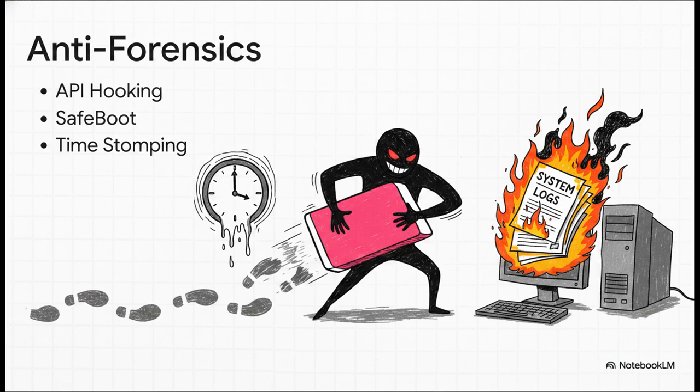And if you try to go digging for the evidence, good luck. They employ heavy anti-forensic techniques. They hook userland APIs to ensure 127.0.0.2 never even shows up in your netstat logs. They use safe boot persistence to survive even in minimal recovery environments. They manipulate timestamps, which we call time stomping, and they leverage those same hijacked legitimate utilities to trigger massive log wipes. They are actively burning the evidence of their activity right as you get close to finding it.